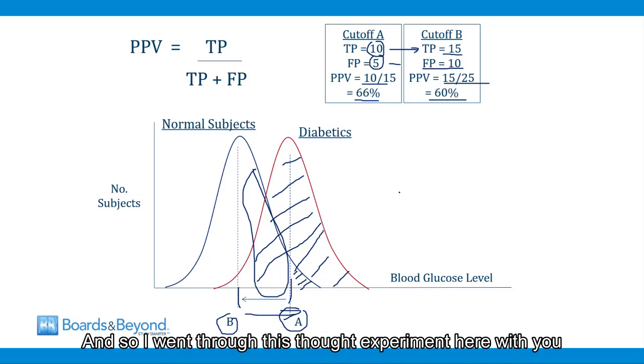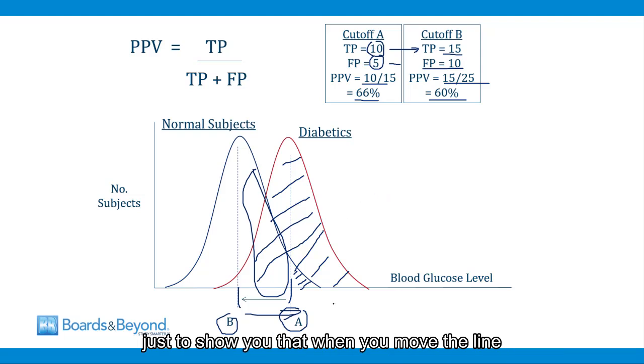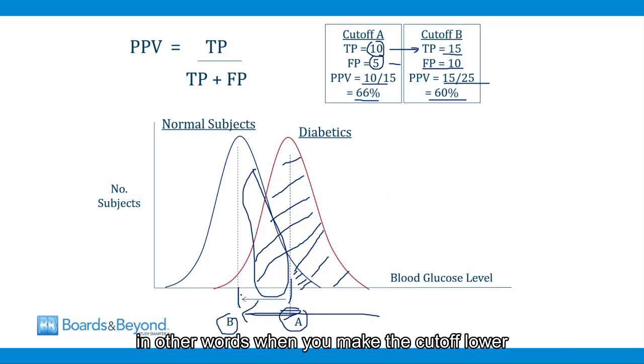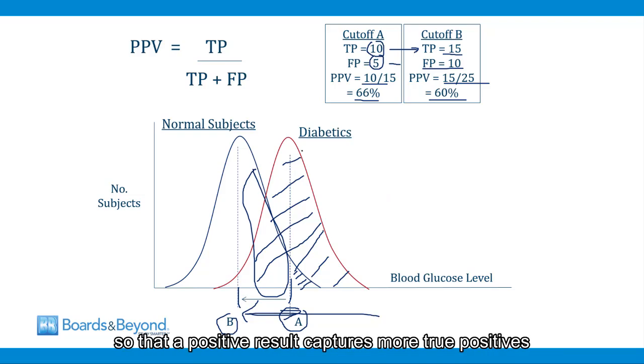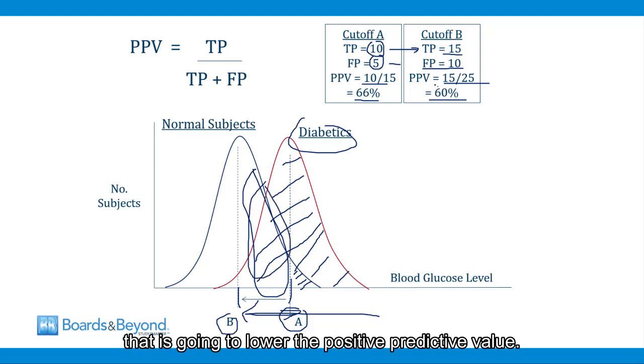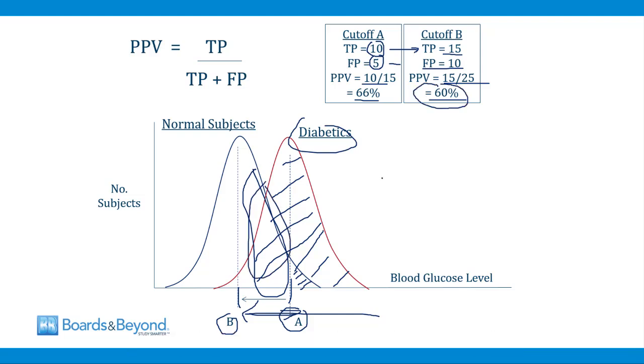And so I went through this thought experiment here with you just to show you that when you move the line in this direction, in other words, when you make the cutoff lower so that a positive result captures more true positives but also more false positives, that is going to lower the positive predictive value.